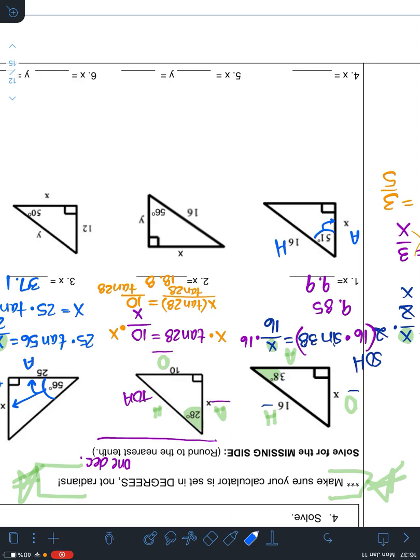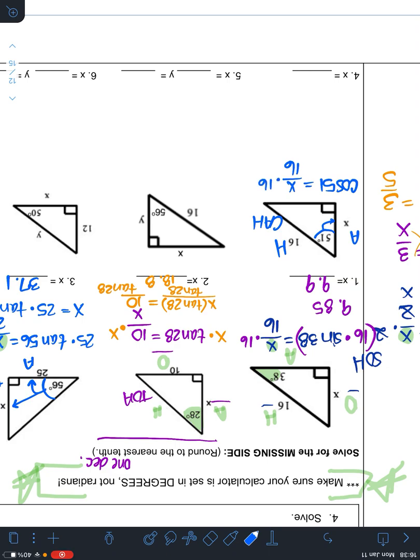So then we need which one uses A and H. So CAH-TOA. So that uses A and H, cosine. So we set it up. The cosine of 51 degrees is equal to the adjacent side x divided by the hypotenuse 16. Now, again, your variable is on top. We like it when the variable is on top.